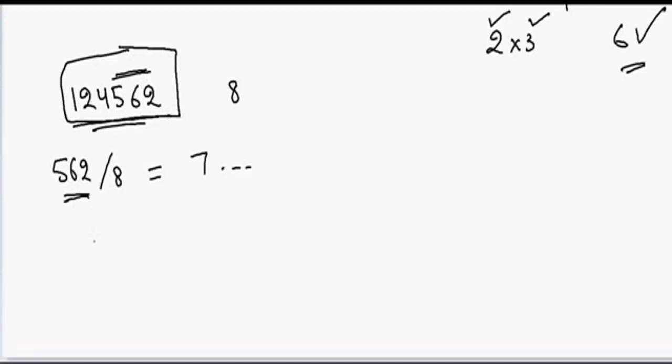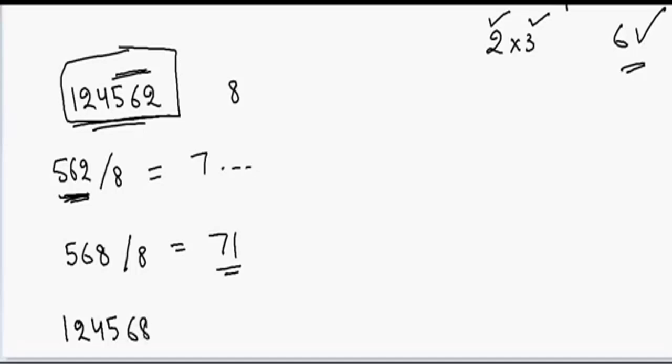How can I make it divisible by 8? By making these 3 digits divisible by 8. So if I have 5, 6, 8, that can be divided by 8. So we'll get 71. So therefore, if I change this number to 1, 2, 4, 5, 6, 8, then this number would be divisible by 8. Then in that case it will work.